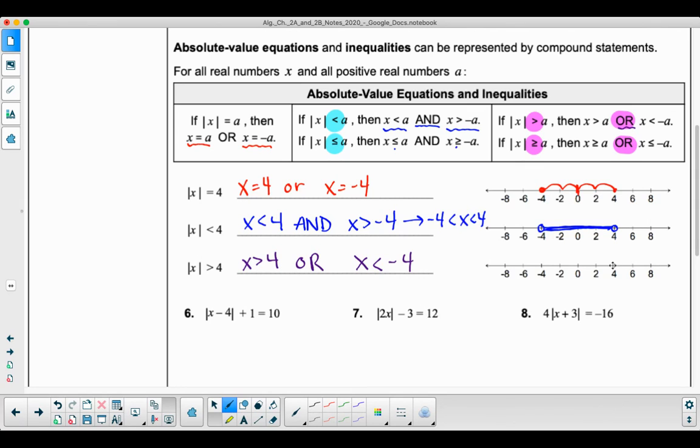So x is greater than 4. So open circle at 4, arrow to the right. X is less than negative 4. Open circle at negative 4, arrow to the left. So that's how we graph those absolute value inequalities.